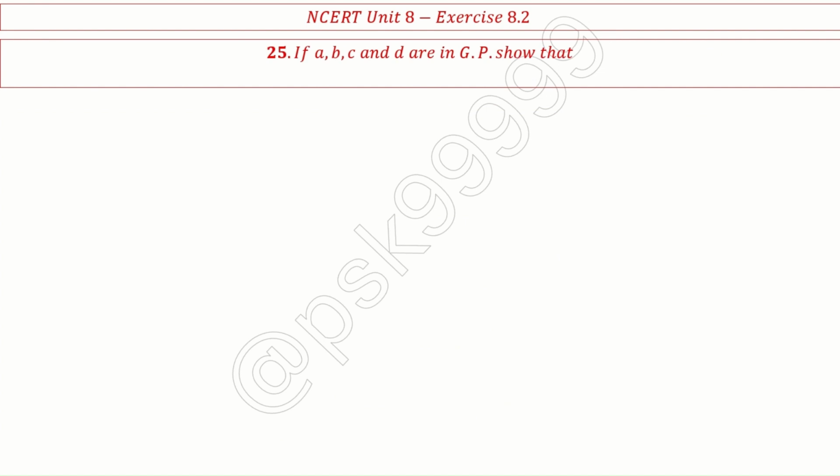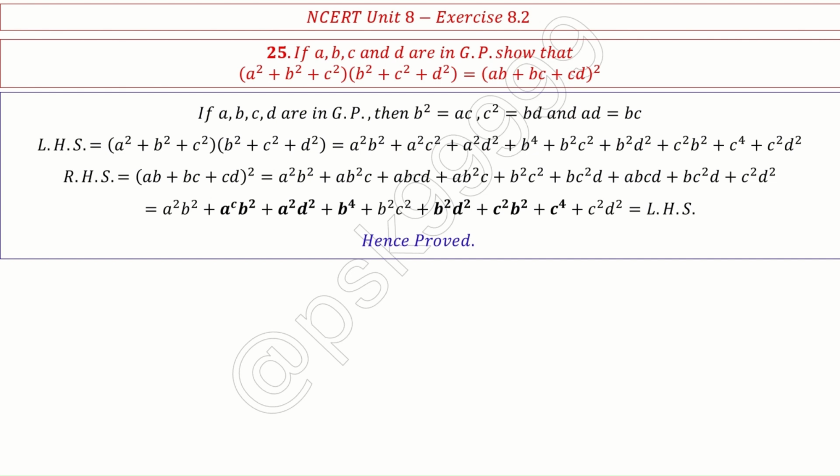If a, b, c, d are in GP, show that (a square plus b square plus c square) into (b square plus c square plus d square) equal to (ab plus bc plus cd) whole square. And it is a similar problem. If you take a, b, c, d are in GP, which means a, b, c are in GP, so b square equal to ac, then c square equal to bd, then ad equal to bc. This is also you should note down. ad equal to bc.